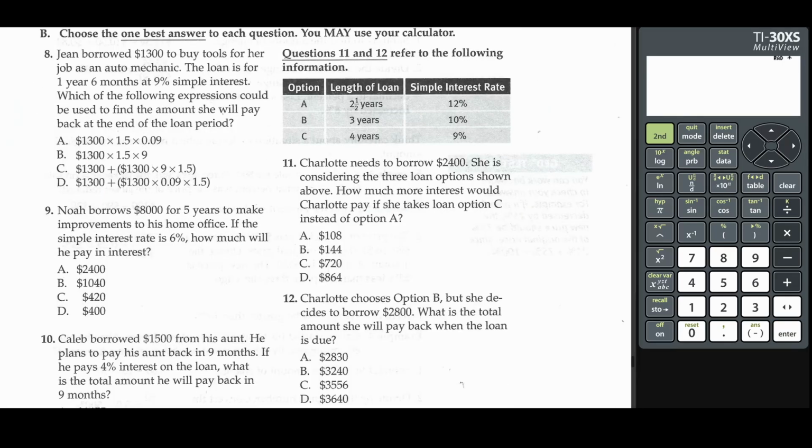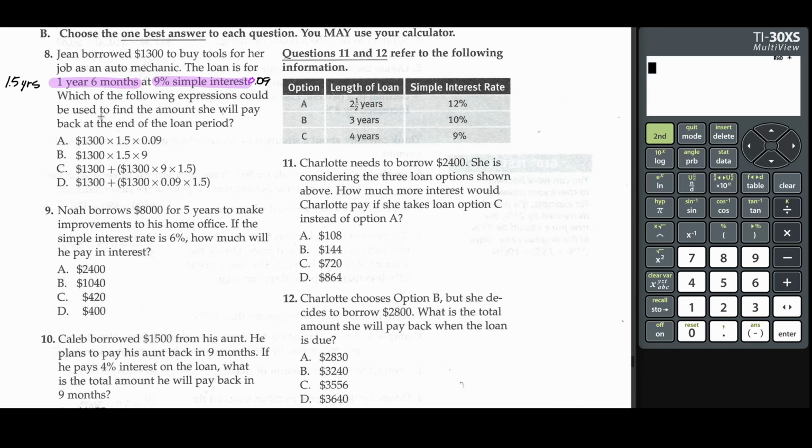Part B, number 8. Jean borrowed $1,300 to buy tools for her job as an auto mechanic. The loan is for 1 year, 6 months at 9% interest. Which of the following expressions could be used to find the amount she will pay back at the end of the loan period? Okay, now we need to look at the 1 year and 6 months. Okay, what is that? That is like 1.5 years. That's the number we will use. And the 9% simple interest, that amount we are going to use 0.09. In this case, they will use the 0. So the 0 is there.